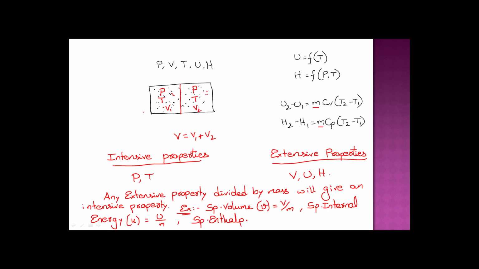That's why specific volume, specific internal energy, and specific enthalpy are per kg. Specific volume has a unit of meter cube per kg, whereas volume has a unit of meter cube. Specific internal energy has a unit of kilojoule per kg or joule per kg, whereas internal energy has a unit of kilojoules or joules. Specific enthalpy has a unit of kilojoule per kg or joule per kg. So this is about the different types of properties that we have.